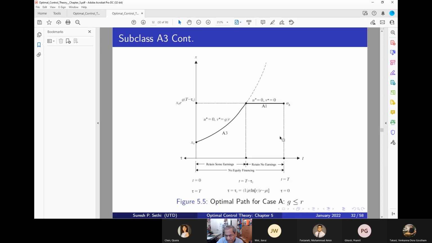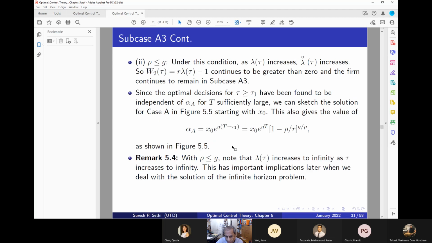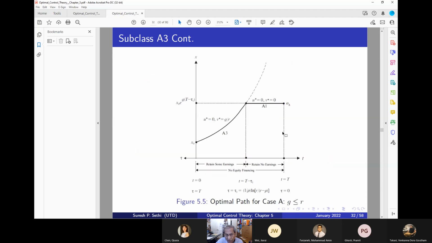Excel might try different values of alpha A until it gets to x0. But because we have an explicit formula, we can actually solve it in one go just like that. We don't need to do many guesses anymore. But if you do the guess, Excel will have to come to this value of alpha A in order for it to have this value of x0 at reverse time capital T.